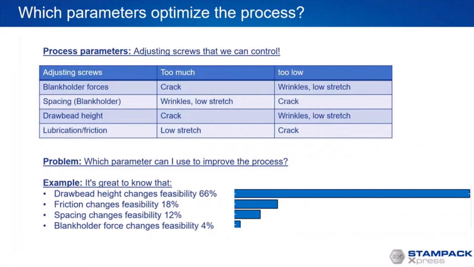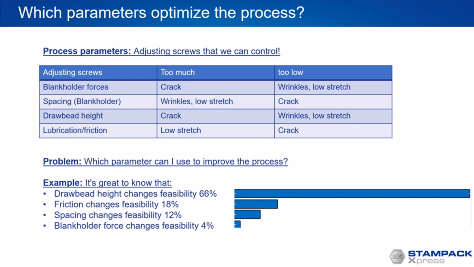Which parameters optimize the process? A process parameter is a parameter that we, as a tool and die maker or as a stamper, can control. For example, we can control blank holder forces. We can control the draw bead height. We can control, here it's written spacing, but I think the American expression for this is the bumpers, so how much space is between the blank holder and the die. We can control the friction. And in the end, it's quite easy to say what will happen.